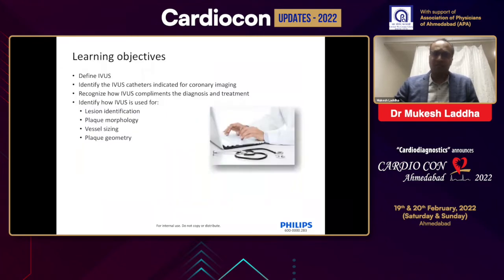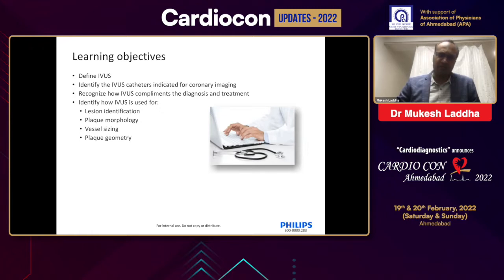Now, coming to the main objective of this talk: IVUS is a great tool in terms of imaging. We have to understand what kind of IVUS catheter is indicated for coronary imaging, and the different types of catheters available in the market, which are classified according to frequency, and according to that frequency the imaging quality improves. The next objective is to recognize how IVUS complements diagnosis and treatment. As I told you, IVUS is a great tool. It makes your decision and your result very precise.